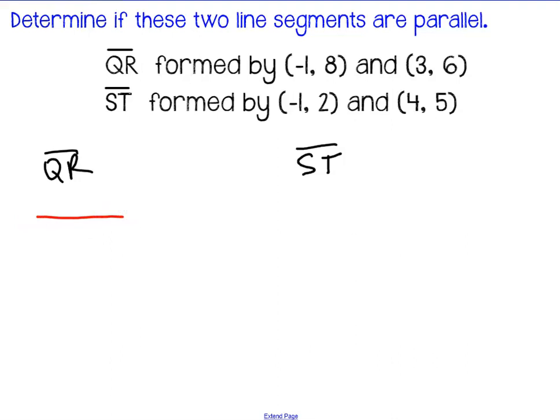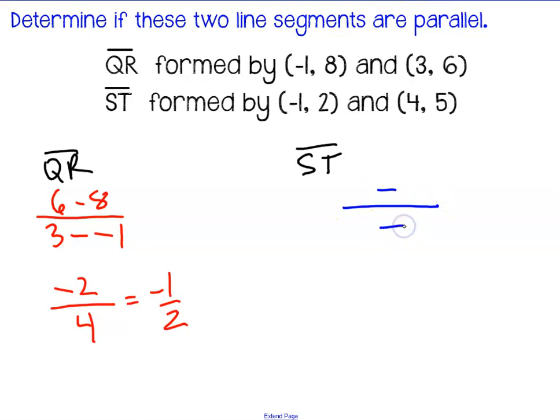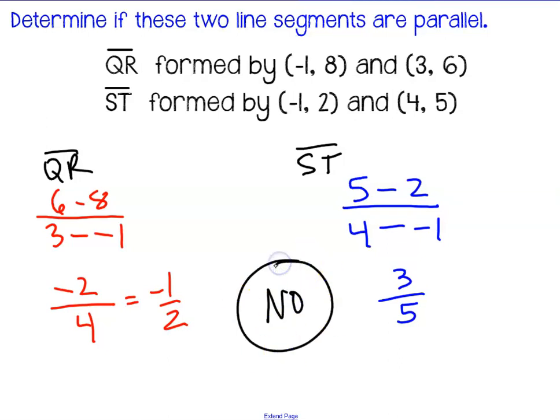So my slope formula for QR will be 6 minus 8, y2 minus y1, and x2 minus x1. And that gives me negative 2 over 4, which is negative 1/2. And now for segment ST. Looks like I'm going to have 5 minus 2 over 4 minus negative 1, and that gives me 3 over 5. These two fractions are not the same, so the answer is no, they're not parallel.